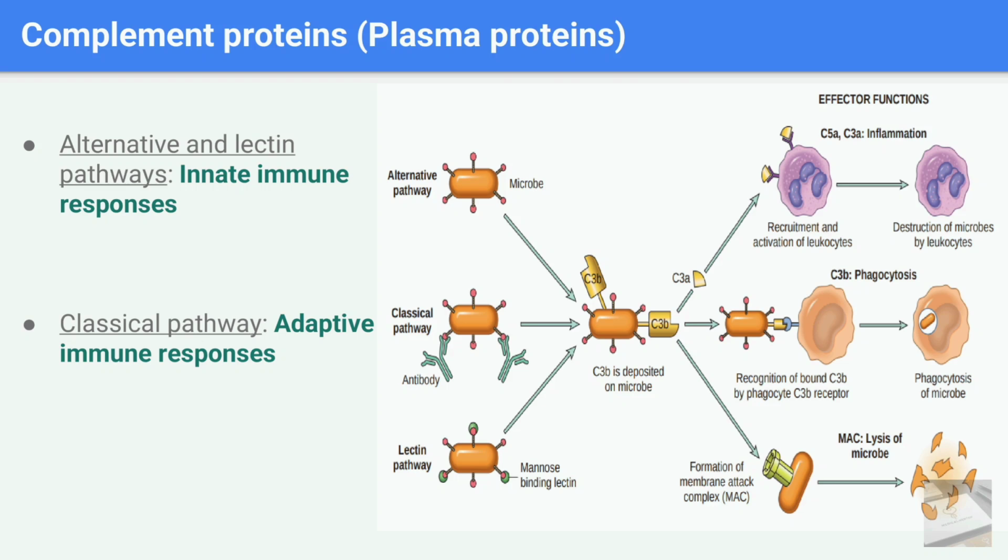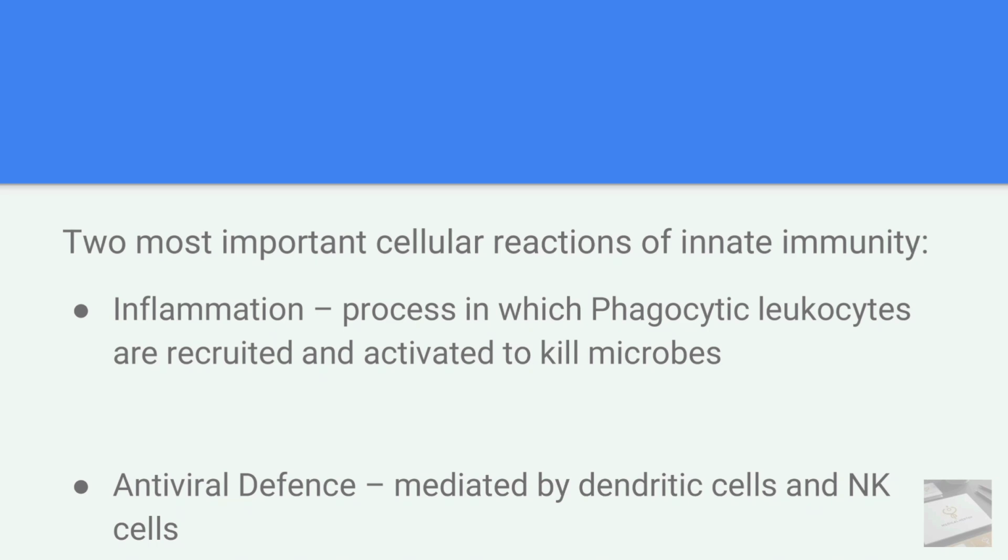After the sequential activation of different complement proteins through any pathway, there is formation of a membrane attack complex, which lyses the microbes. So the innate immune cells basically perform two most important cellular reactions. First is inflammation and second is antiviral defense. In the inflammation process, phagocytic leukocytes such as neutrophils and monocytes or macrophages are recruited and activated to kill microbes. The antiviral defense is mediated by dendritic cells and natural killer cells. In the next part, we're going to discuss the adaptive immune system.